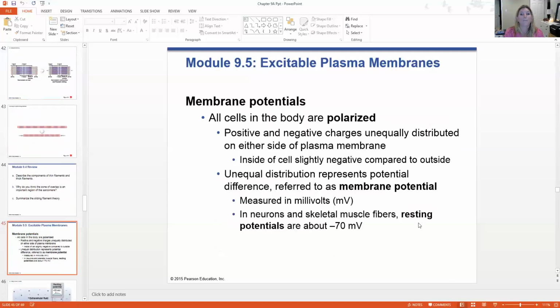Let's talk about excitable plasma membranes. Ooh, sounds awesome, right? Well, all cells in the body are polarized, believe it or not. This means that positive and negative charges are unequally distributed on either side of the plasma membrane. So inside the cell is slightly negative compared to the outside of the cell. An unequal distribution represents something called a membrane potential. It's measured in millivolts, and every cell has its own special membrane potential. Neurons and skeletal muscles have a resting membrane potential around -70 millivolts.